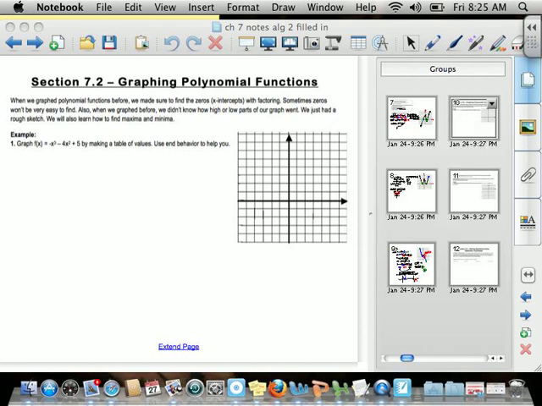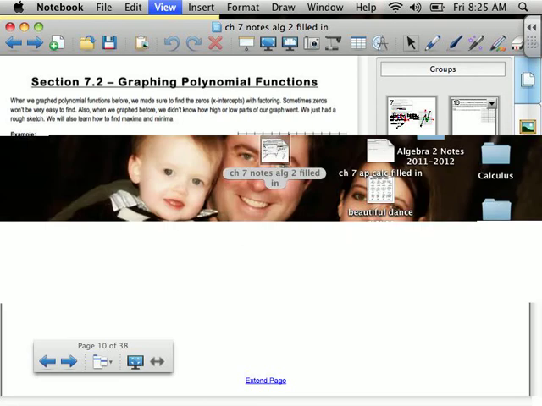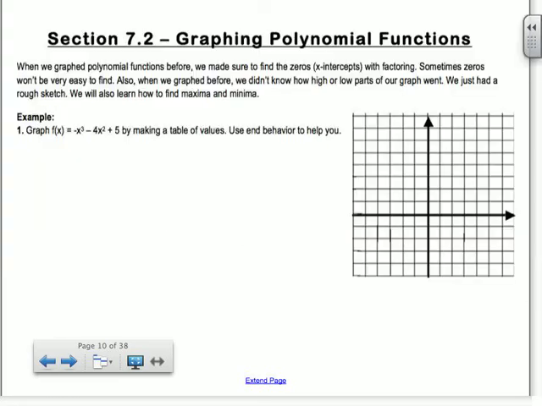Okay, so section 7.2 is on graphing polynomial functions. We've already kind of graphed polynomial functions. This is just going to add a little bit more information.